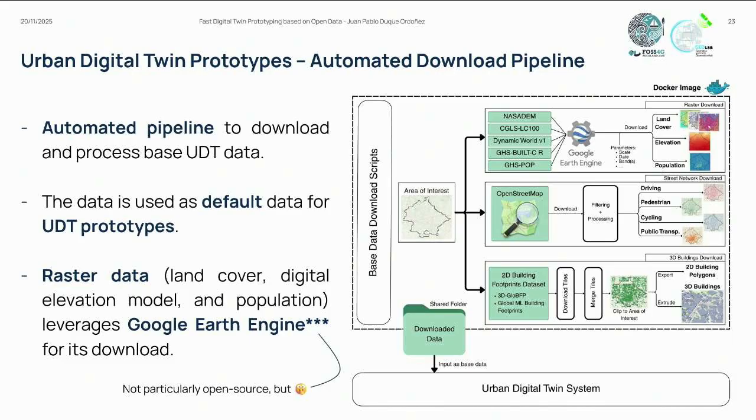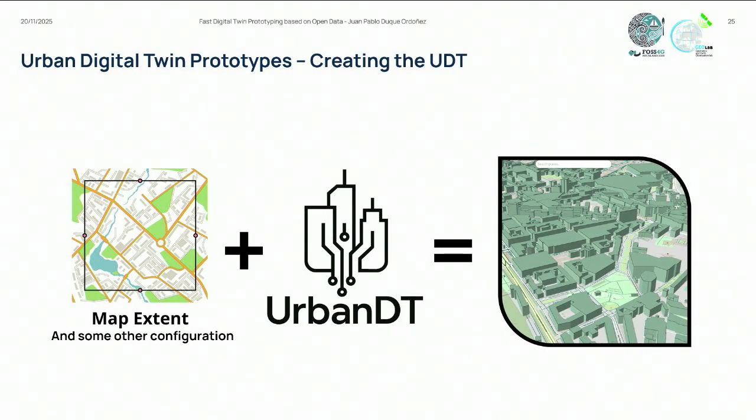So there are two separate systems, but they work together to create the urban digital twin. In the end, how to assemble this is with a map extent and some configuration, plus the platform, UrbanDT. We create a minimal and reproducible platform or prototype for an urban digital twin.